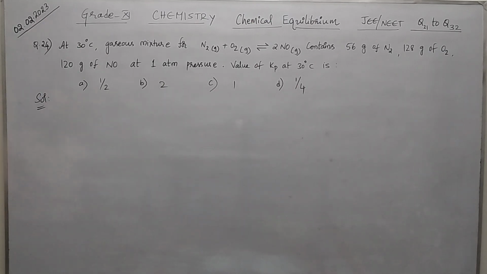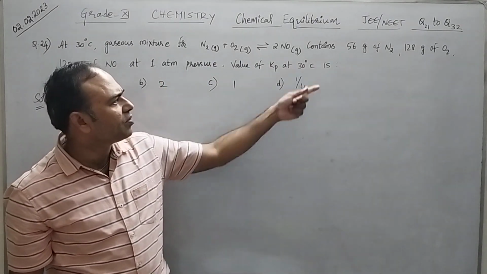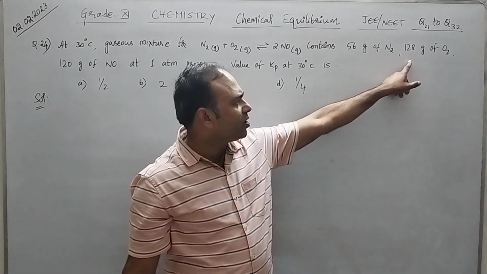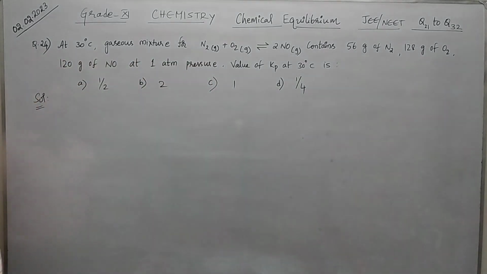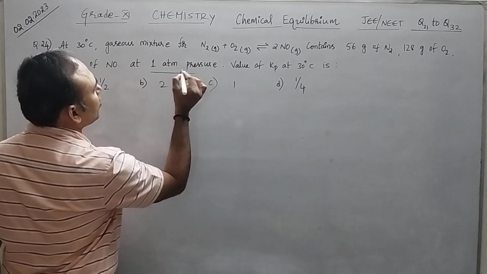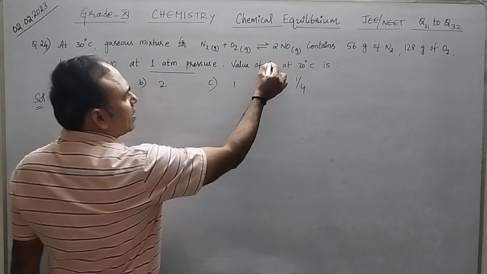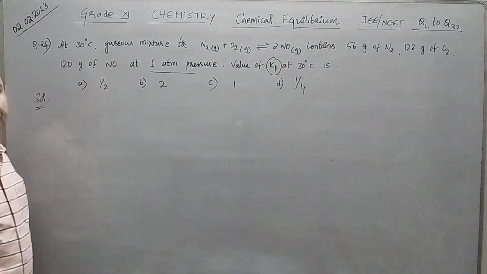Next, question number 24. At 30 degrees Celsius, a gaseous mixture of N2 plus O2 gives 2NO, and has 56 grams of nitrogen, 128 grams of oxygen and 120 grams of NO. And what is the pressure given? At equilibrium, the total pressure is 1 atmosphere. Now they are asking to calculate the value of Kp.